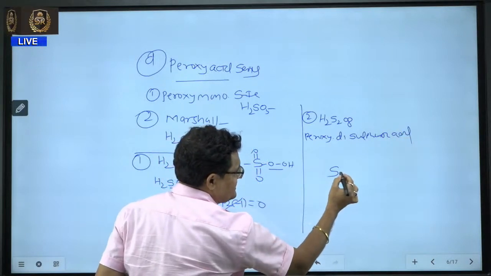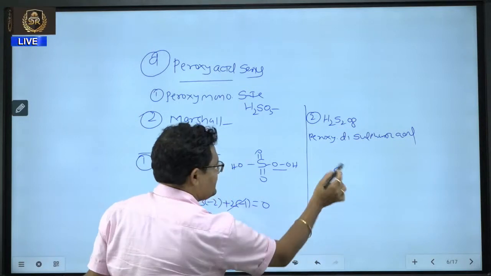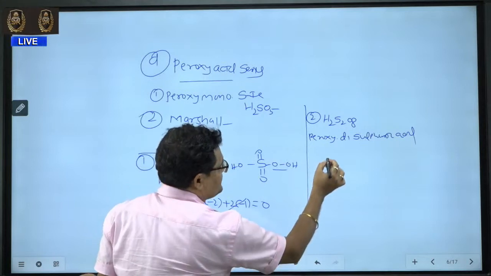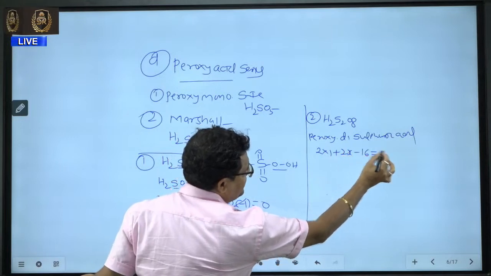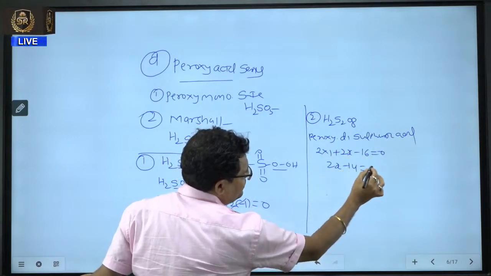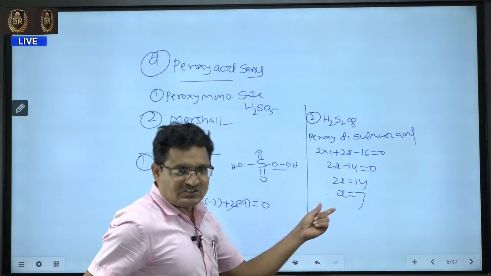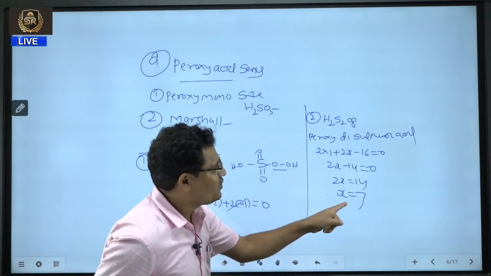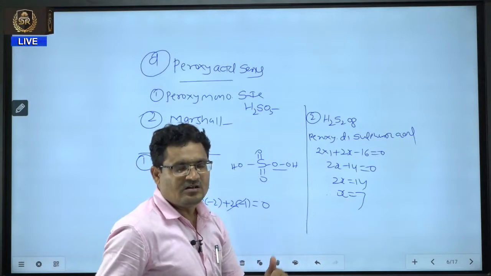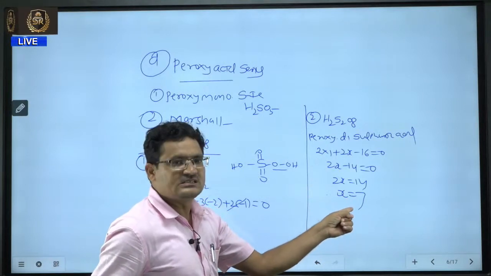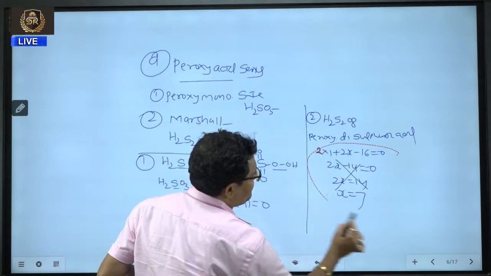So what is the oxidation state? 2 into 1 plus 2x minus 16 equal to 0, 2x minus 14 equal to 0, 2x equal to 14, x equal to 7. Just now we already told, this is a 6th group element. That 6th group element forms oxidation states only 6 or less than 6, but not more than 6. Here more than 6 is there. That's why it is wrong. So you have to find the peroxy bond like that.